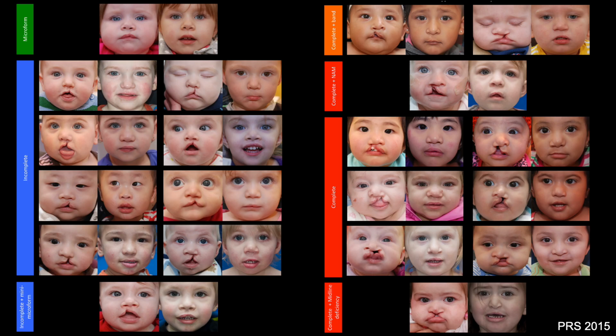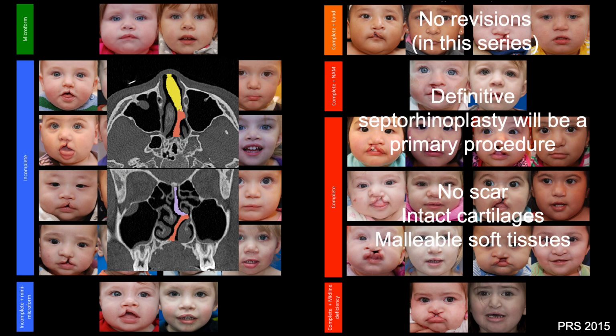I previously published the outcome of the middle 20 of a consecutive series of the first 100 patients treated in practice. They're arranged in order of severity on the left, from least severe to most severe on the right. In this series, there haven't been any revisions, and what I anticipate is that these kids will likely still need septorhinoplasty in the future because of the deviation of the bony septum. But with that procedure, it will be a primary procedure with no scarring, intact cartilages, and malleable soft tissues.